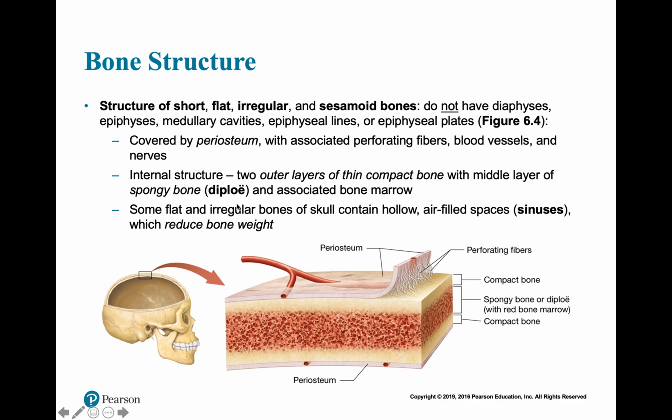So the spongy bone, this is some kind of terminology. The spongy bone in these short, flat, irregular, and sesamoid bones is given a special name called diploe. I don't usually ask this on the test, but if you ever read this term diploe, it is referring to the spongy bone that's sandwiched in between two layers of compact bone in short, flat, irregular, or sesamoid bones.